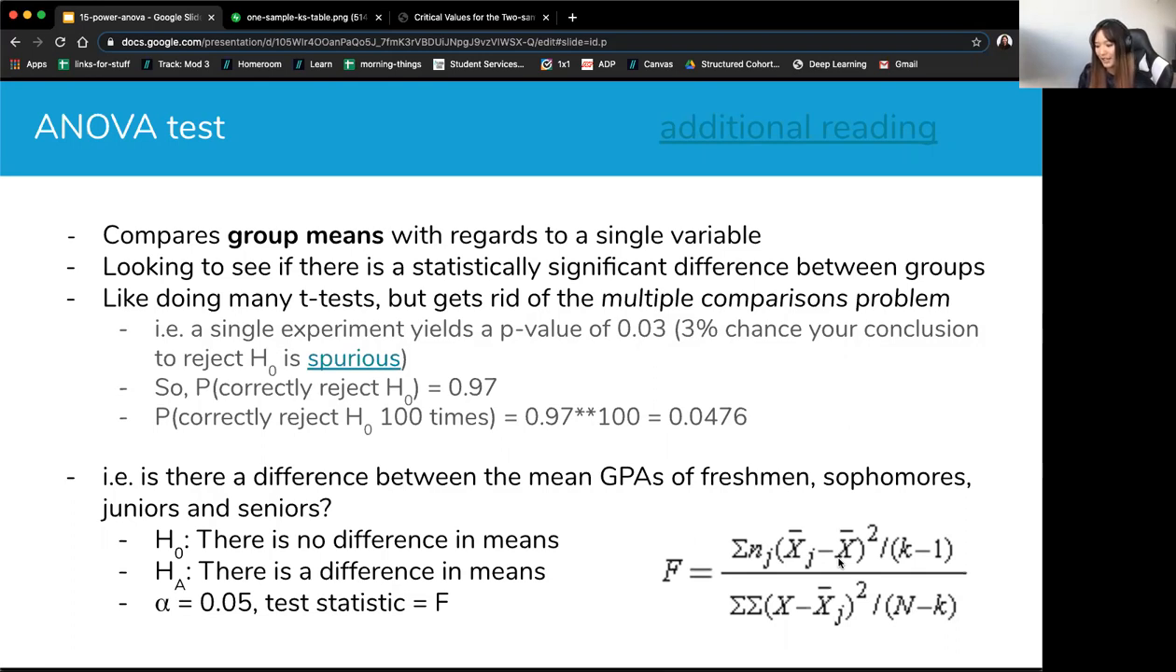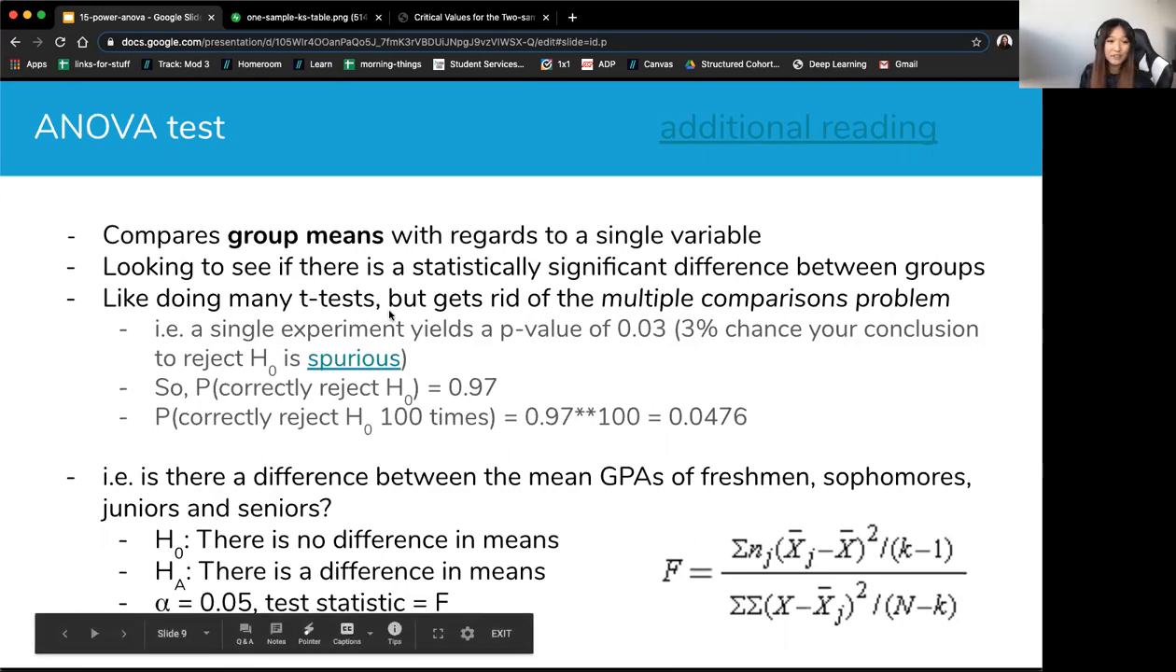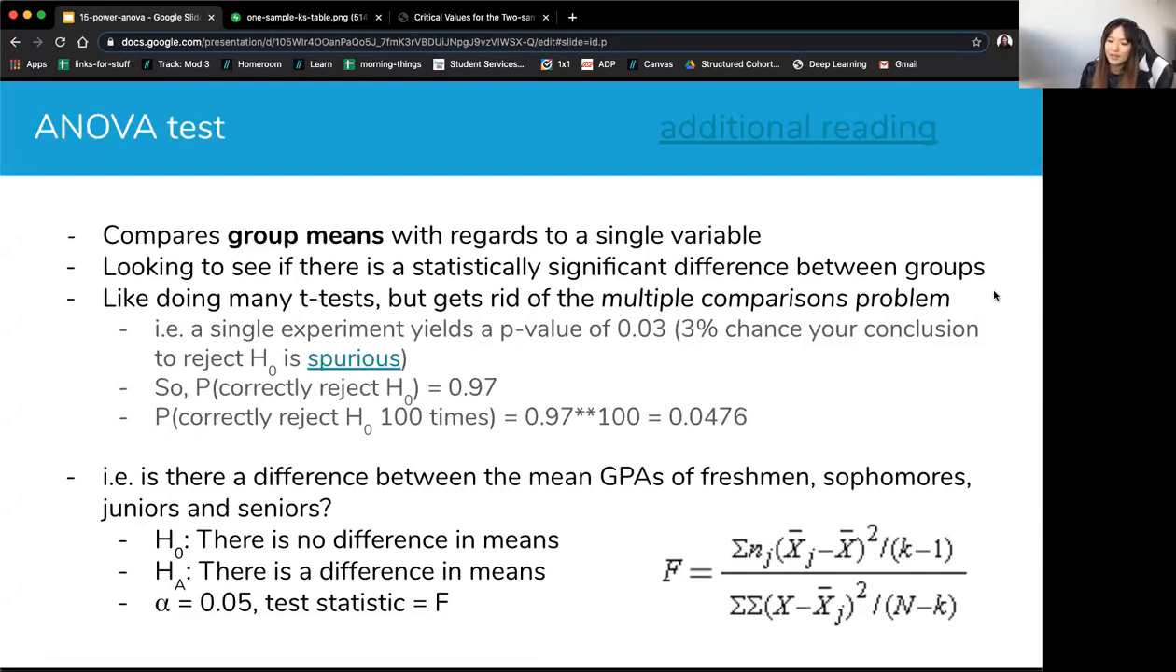As I mentioned, it is like a multiple t-test. So it's like doing many t-tests, but doing an ANOVA test instead of doing multiple t-tests gets rid of the multiple comparisons problem. I think that there is a reading in topic 15 about the multiple comparisons problem. It's a good one to read just so you know where it comes from and why it exists. But basically, to summarize, if you think about, all right, a single t-test yields a p-value of 0.03. So that means that there's a 3% chance that your conclusion to reject the null hypothesis is spurious or by coincidence, and that's our definition of a p-value.